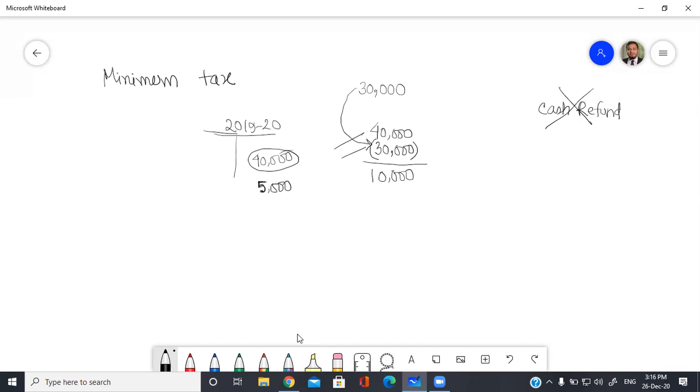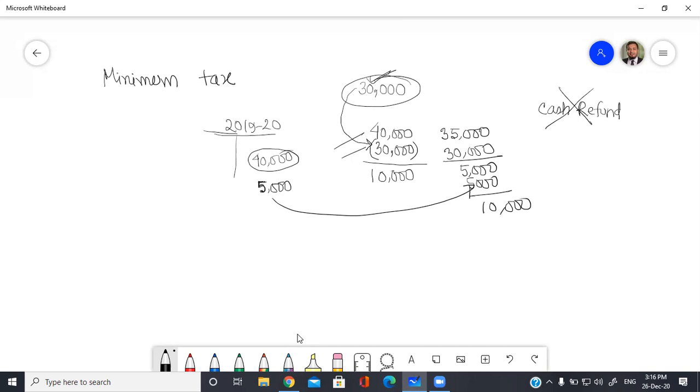So in that case, what amount do you need to write here? You need to write 35,000, because it is the amount against which you can adjust the refund. So you will deduct this 30,000, and then how much is here? 5,000, and now you can add here 5,000. In that case, it is 10,000. So that means the amount of minimum tax cannot be taken in the calculation of adjustment of refund.